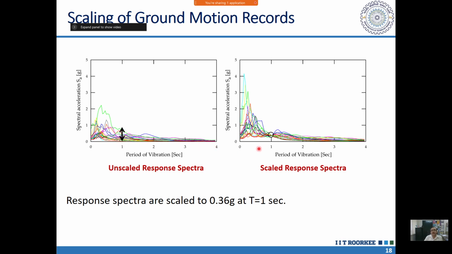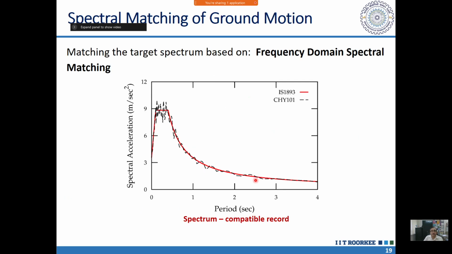What we can do is scale those in such a way that at 1 second all the time histories now have the same value of spectral acceleration, which I had targeted from my target response spectrum. But we can see that at other periods the spectral accelerations are different. But when I take the mean of all these response spectra, I can see that it will be quite close to the target response spectrum which I want my structure to be designed for.